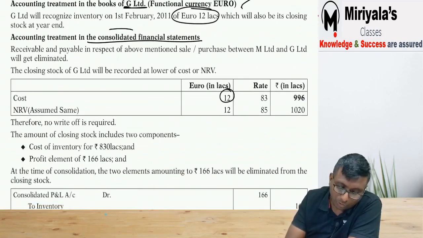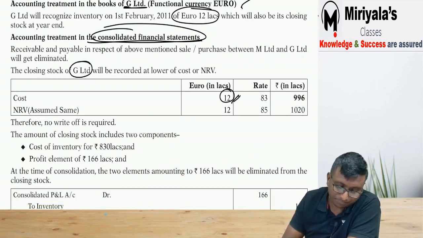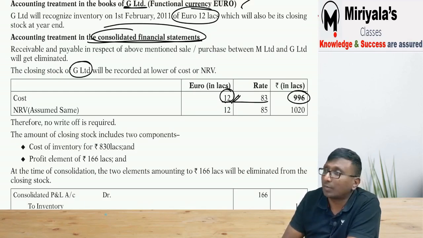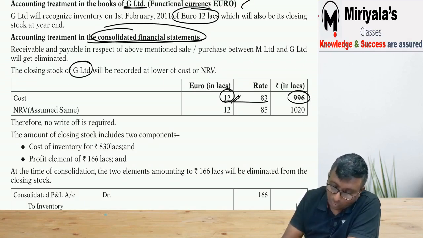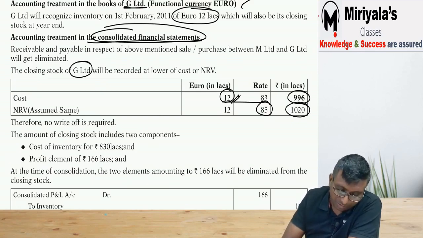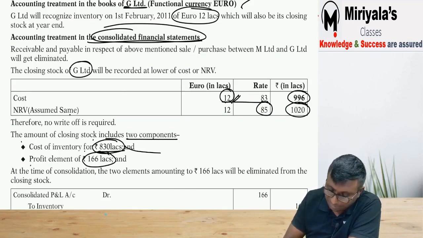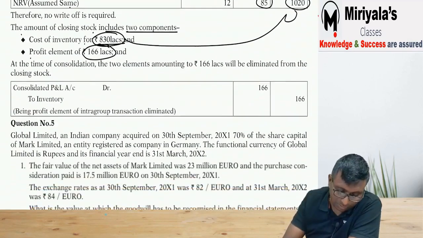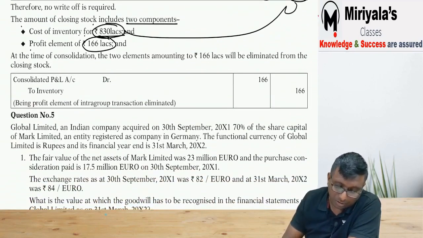Right. Now come to consolidated financial statements. Closing stock of G Limited. What is the cost to G Limited? Cost will be 12 lakh into 83, that is 996. But what are you supposed to do? 85, correct na? NRV assumed same, that is the market rate equal to 1020. But cost of inventory will be how much, my dear? The closing stock includes two components. Cost is equal to 830, profit element is equal to 166. That is nothing but 830 to 996. Correct, na? But still there is one more element that should be there.